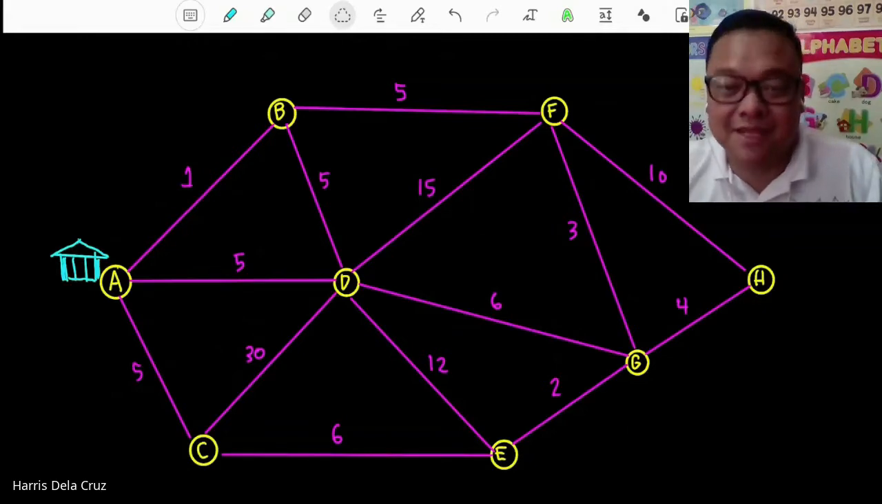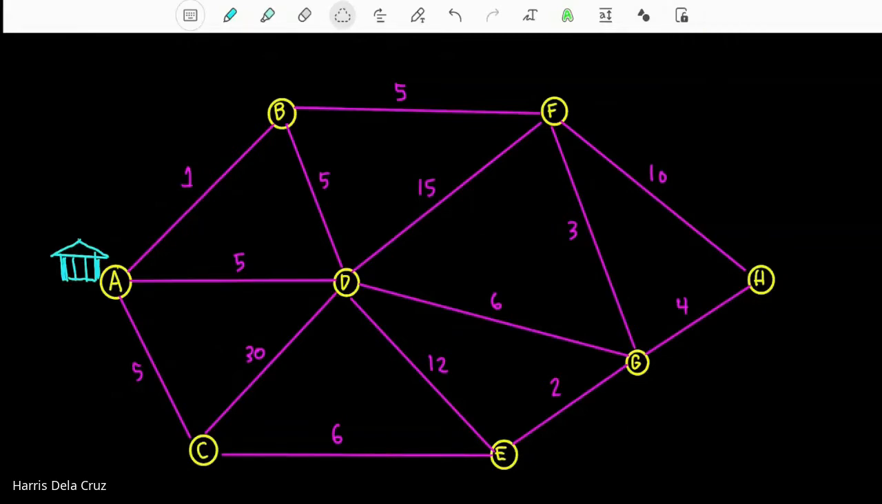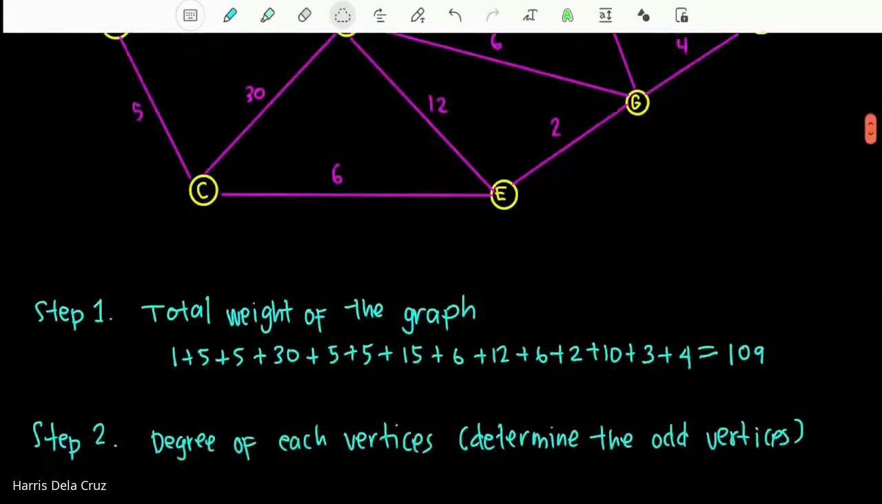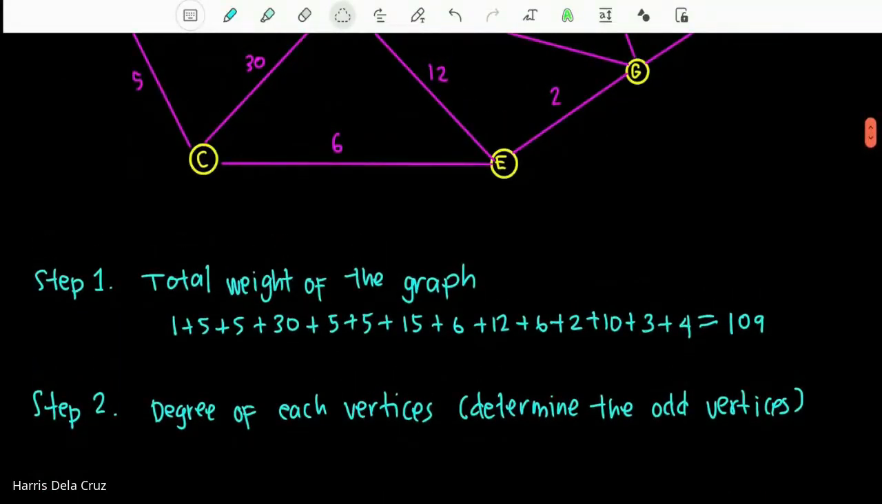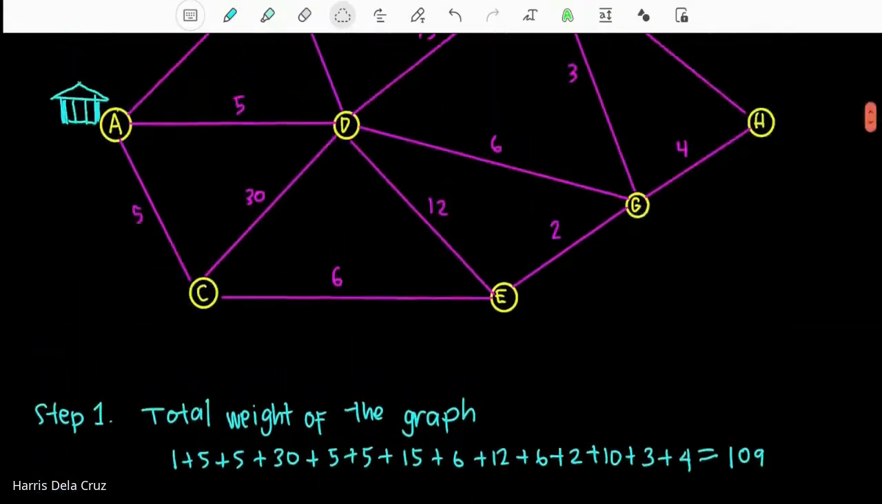So let's begin. When you want to find the shortest possible route which covers or traverses all the roads from a starting point and then back to that original point, we follow the route inspection algorithm. So these are the steps in our route inspection algorithm. First, you need to find the total weight of the graph. So we can see that the total weight of the graph is as follows. So just add all the weights.